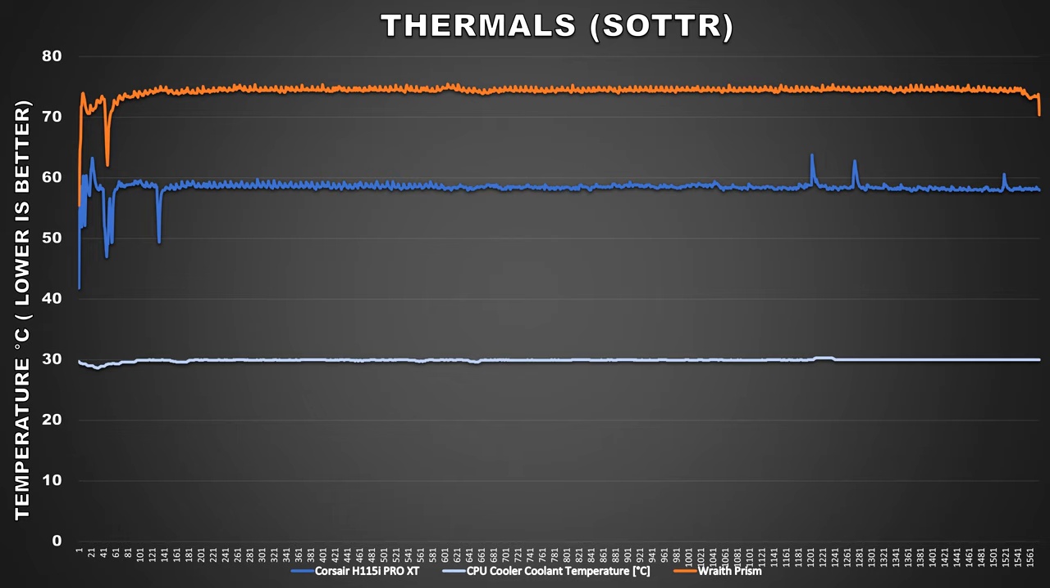Finally, taking a look at our temperature over time graph allows us to see the advantage that the AIO has to offer over the stock Wraith Prism cooler. Throughout most of the duration of gameplay, the 5900X runs in the high 50s, which is pretty good for a gaming load, whereas with the Wraith Prism, it's in the mid 70s. And again, we see the coolant temps just slightly under 30 degrees Celsius, and that's one of the major contributors as to why AIOs perform so well.